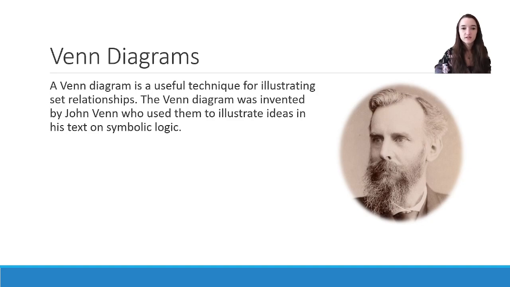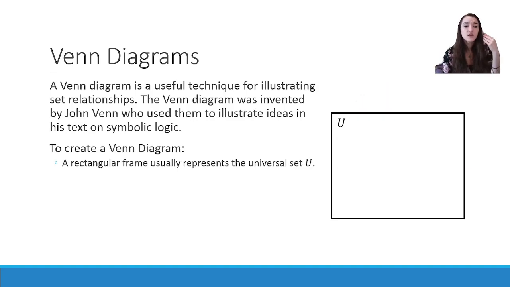The Venn diagram was invented by John Venn, who used them to illustrate ideas in his works on symbolic logic, which is something we're going to learn a lot more about a little bit later. To create a Venn diagram, we start with a rectangular frame. This rectangle is used to represent the universal set U. We will often define U somewhere, either verbally or just written out, like U equals animals up here, so that we know what we're talking about. But for right now, I'm just going to work symbolically, so I'm going to call it U.